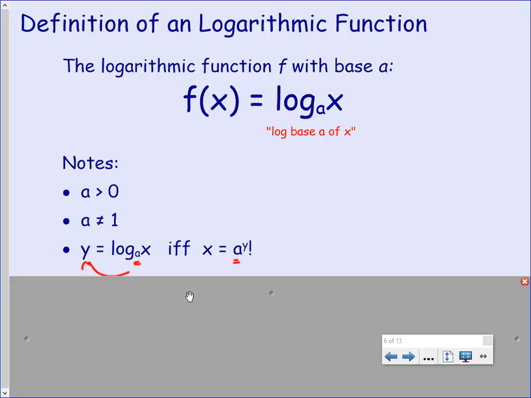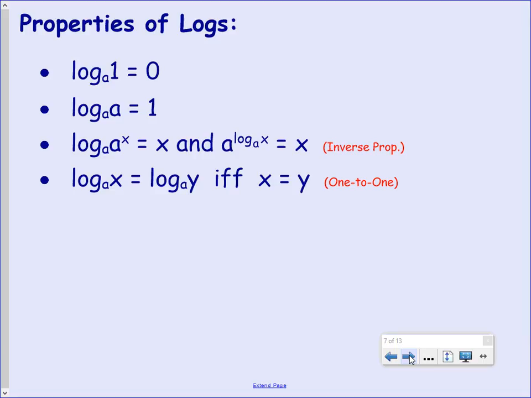So the number on the other side of the equal sign that is the answer to the log, that is the exponent. That's your y right there. And then that base raised to that exponent equals whatever is in the end of your log. Okay? So kind of keep that in mind if you're ever needing to rewrite from one form to the other. Here are 4 properties of logs that I will have you write down in your notebooks. And we'll talk about them in a moment.